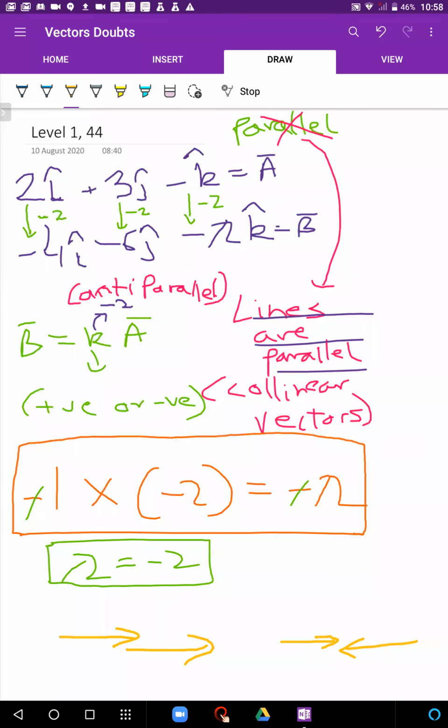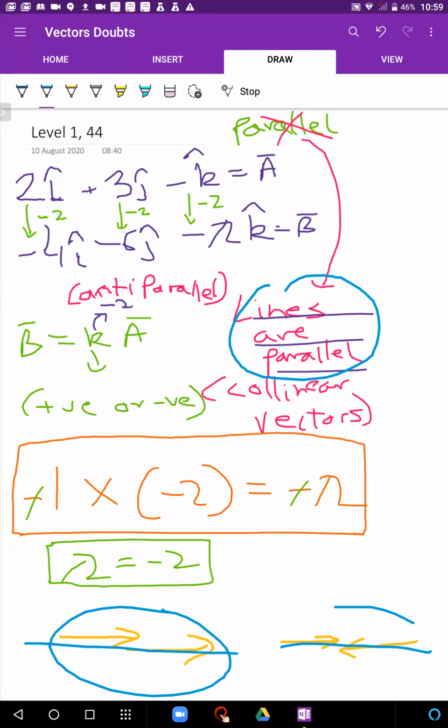Here I'll show you that the question did not mean the vectors should be parallel. Rather, what they meant was the lines along which the vectors lie. Those lines are parallel. That's what they meant. The lines along which the vectors lie, those lines are parallel. Now, if the lines have to be parallel, that means the vectors can either point in the same direction or they can point in the opposite direction.